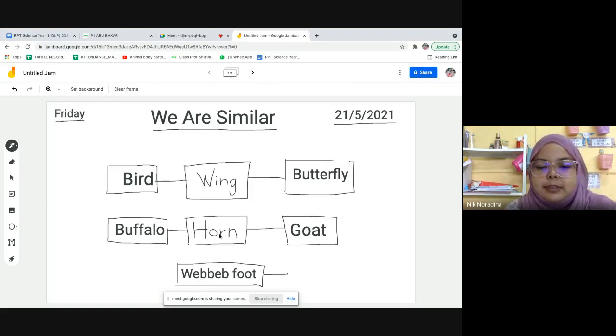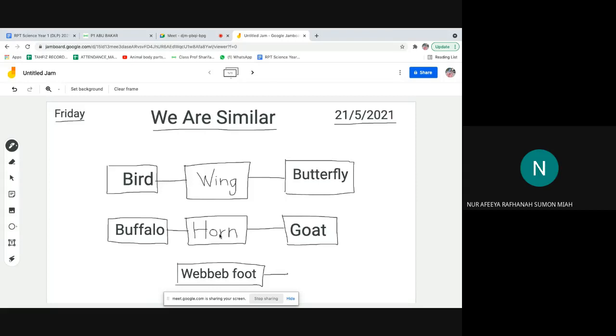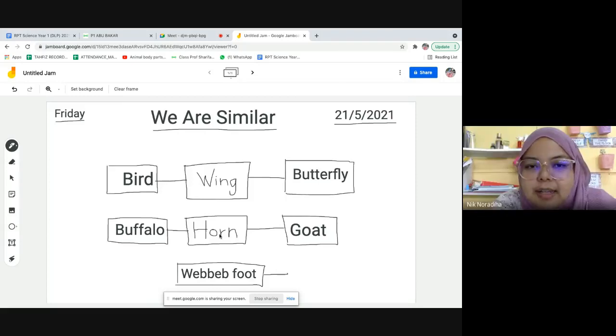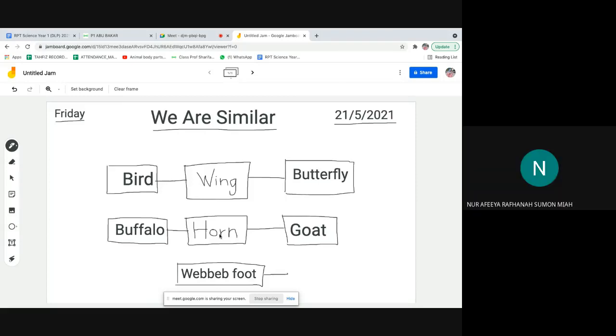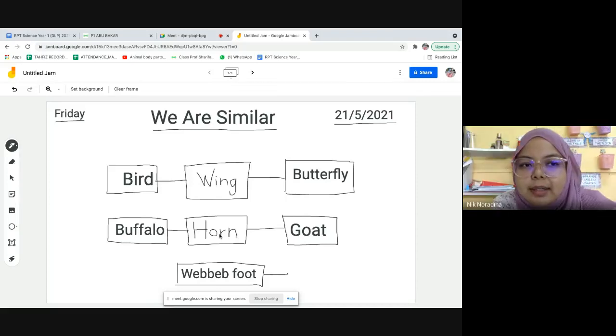Web foot. Just now teacher showed you two. Do you still remember what animal has web foot? I just arrived. You just joined our class? Okay, Afia, it's okay. All right, thank you, Afia.